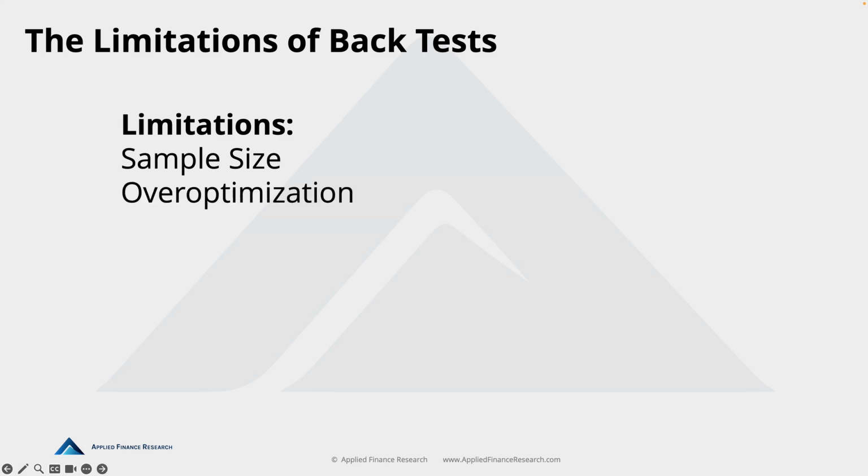Next is over-optimization. If we over-optimize a system and we tweak the rules so that we have overfitted the system to historical data, then there's a good chance that the system will show exceptional performance on the past data, but perform poorly in real-time trading.